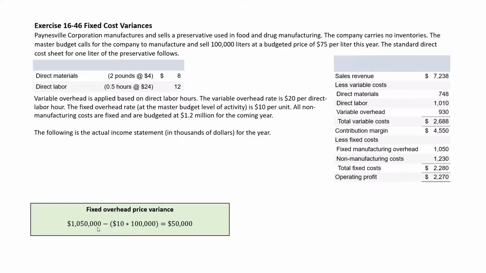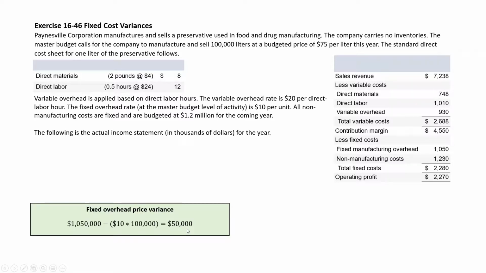overhead. And keep in mind, compared to variable cost, we don't have a difference in our master or flexible budget for our fixed overhead because we wouldn't expect it to vary based upon activity level. And also when I go back up here, I recall that the fixed overhead was budgeted at $10 per unit at the master budget level of activity, which was 100,000. So to get that back, again, master flexible budget would be the same. $10 per unit times 100,000 units is $1 million. $1 million minus the 1,050,000 is going to be 50,000.